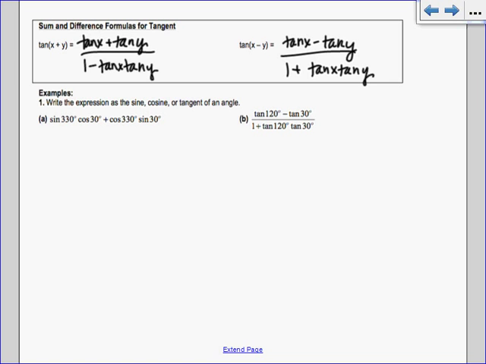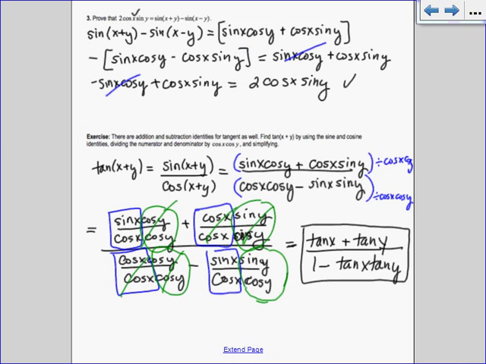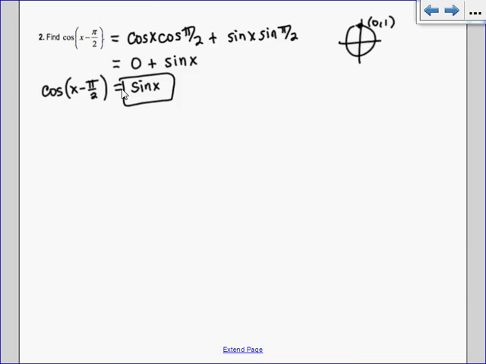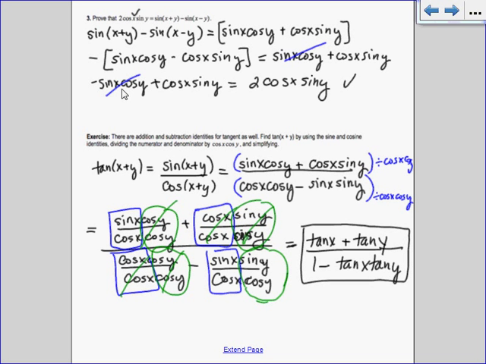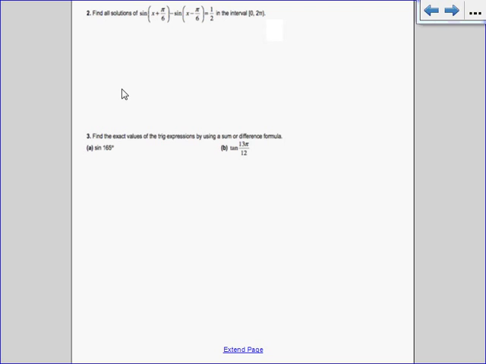All right, so number 1 says write the expression as the sine, cosine, or tangent of an angle. So these ones are actually easy points on your math Excel. So when you see sine of 330, cosine of 30, plus cosine 330, sine of 30, we look back and we think, oh, what was that when we had sine, cosine, cosine, sine? Okay, and we add them together. So if you look back on your cheat sheet here, not cheat sheet, you actually will need to know that. So sine, cosine, cosine, sine, that's going to be the sine of a sum. Okay, so what we're going to do is we're going to take the sum of those two angles.